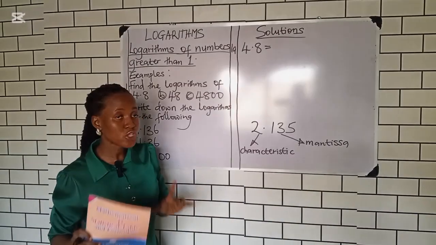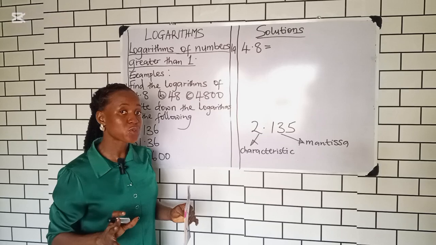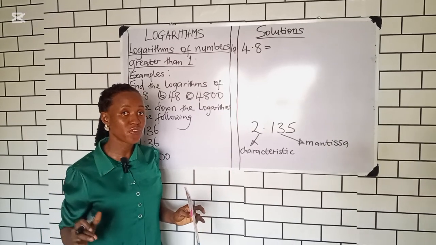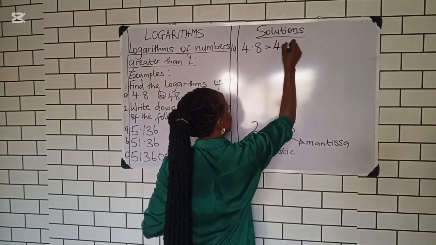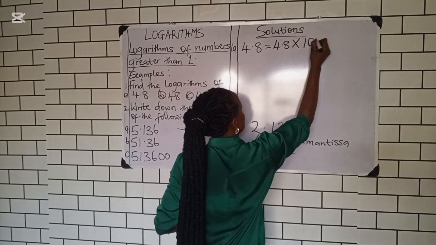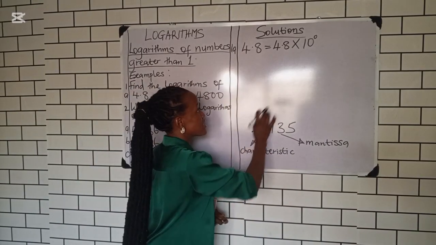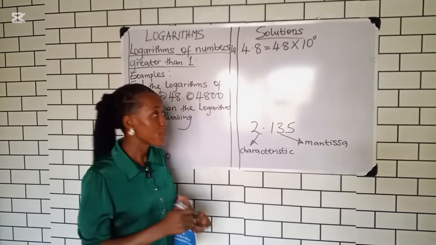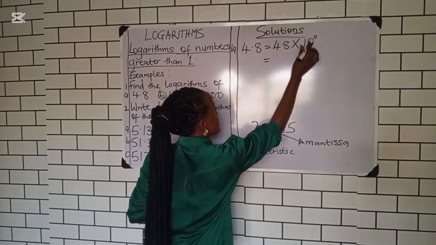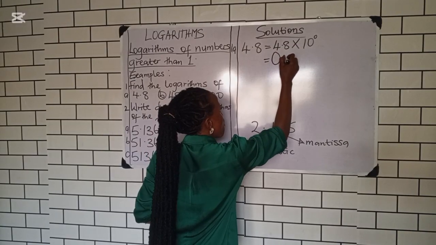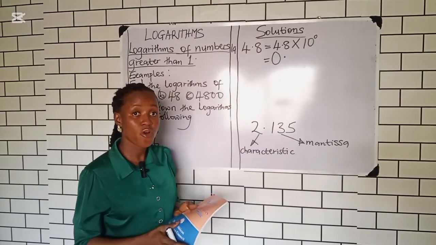Now, going further, we first of all write this number in standard form, just like I said. If you don't know how to write numbers in standard form, go to my previous video and check it out. Writing this number in standard form, we're going to have 4.8 times 10 raised to power 0. Now, I told you that our characteristic part is the power of 10. Finding the logarithm of 4.8, our characteristic part is 0, right? So 0 point. Now we are going to look for 48 under 0 in our four-figure table.